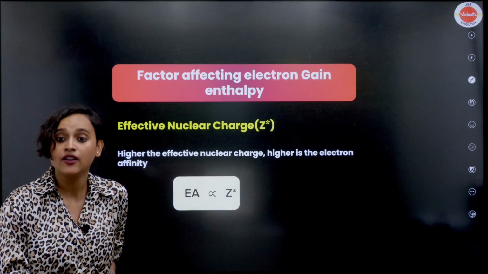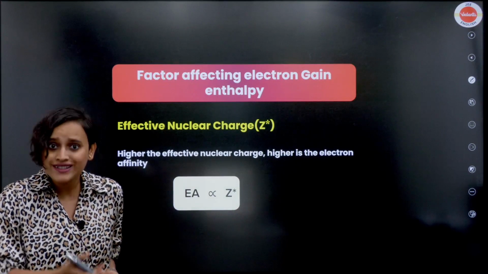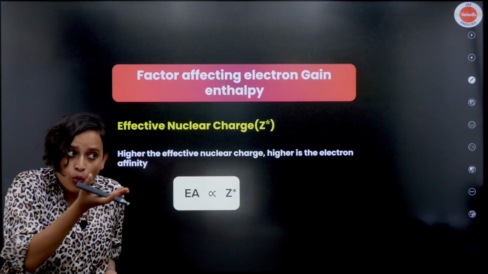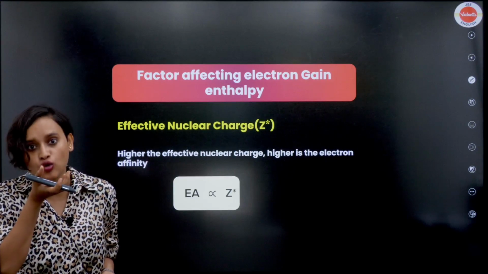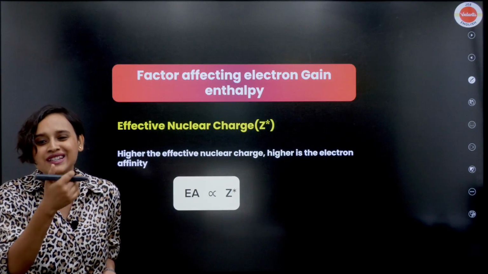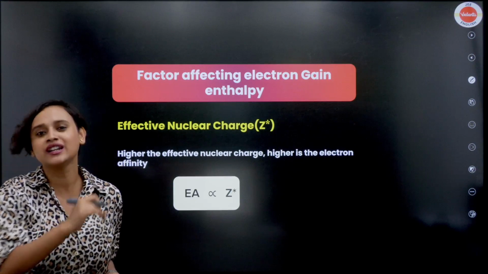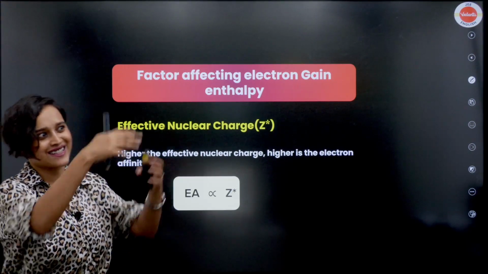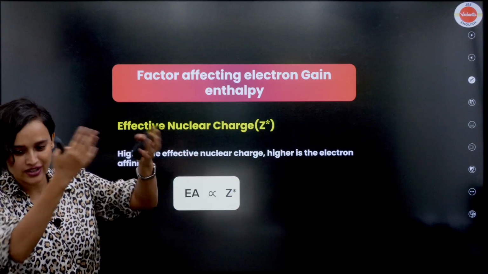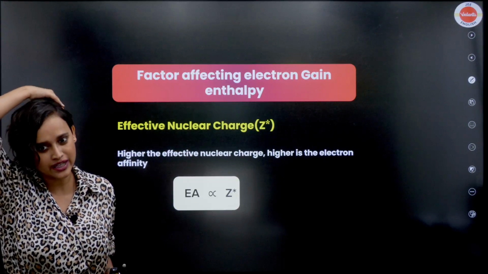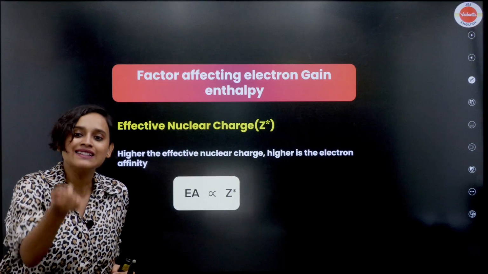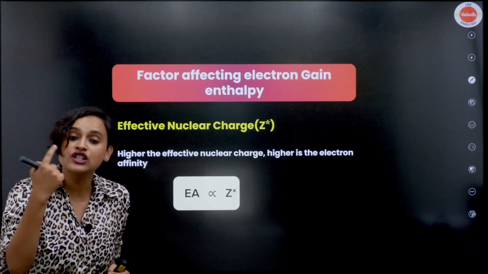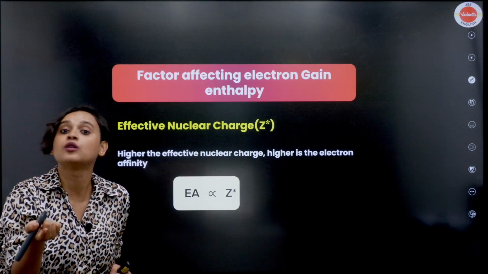Same as before, effective nuclear charge. The more the effective nuclear charge, the closer the electrons are towards the protons, and it will be easier for you to push an electron in, because the moment you push the electron, the proton is like, yes, amazing, I already have positive charge, bring it on, it will take it. So as the effective nuclear charge increases, what happens?